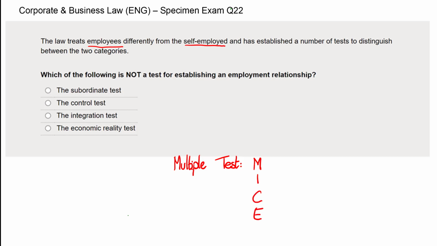M-I-C-E. So is there mutuality of intention? In other words, the intention of the employer to provide the work and the employee to do the work. To what extent is the individual's work integrated into the company as a whole? To what extent can the employer control how the worker performs their duties?